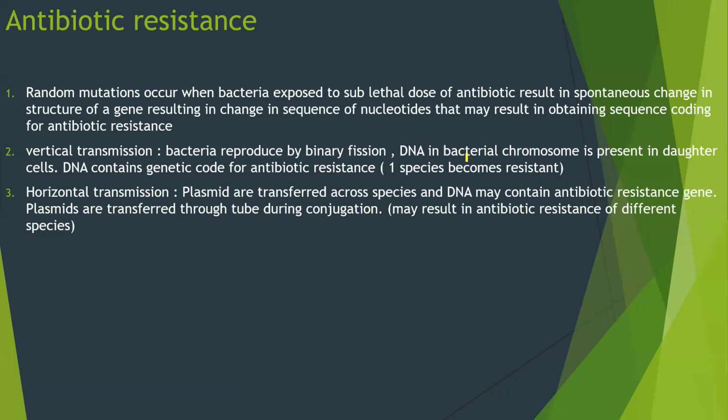So how does antibiotic resistance arise in the first place? The first step of antibiotic resistance is mutations, and mutations are random events. So what happens is that when we expose bacteria to a sublethal dose, sublethal meaning that the dose given causes some pathogens to die, leaving some alive. So this would result in a spontaneous change in gene structure. So what happens when the gene structure changes? It may result in obtaining the sequence which codes for antibiotic resistance.